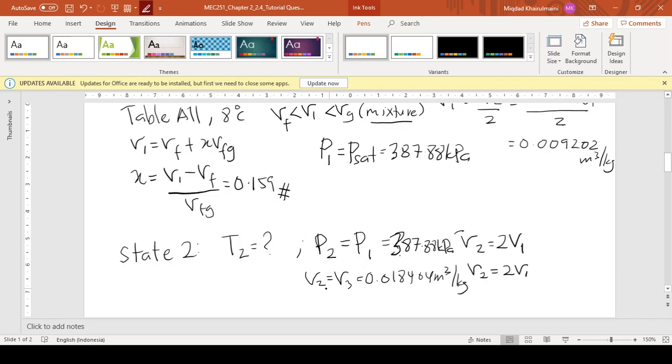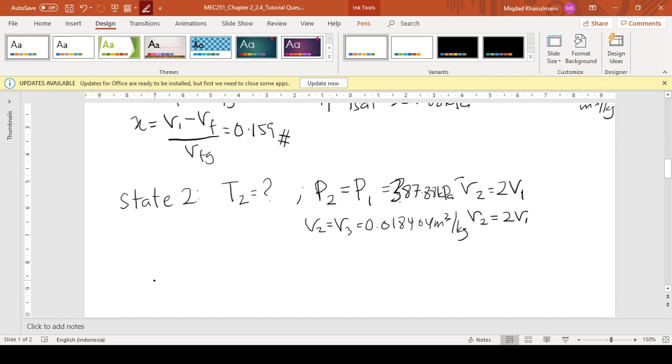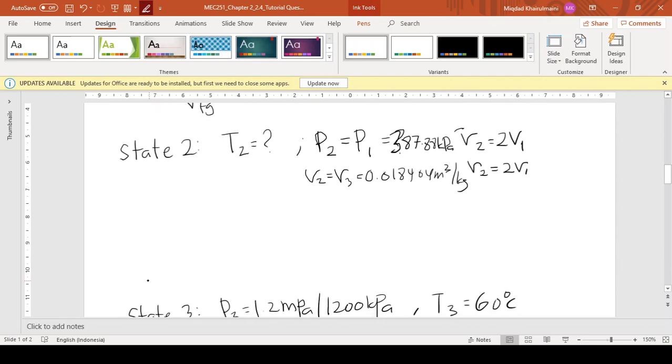So now we have two properties. We have the pressure. We can open table A12 and then we can check for the phase. Why do we still have to check for the phase? Because the question asks us to sketch the PV diagram. So at state 2 right now, we are going to open table A12.